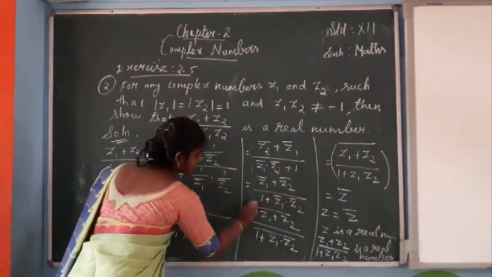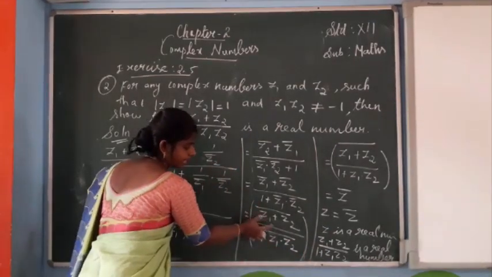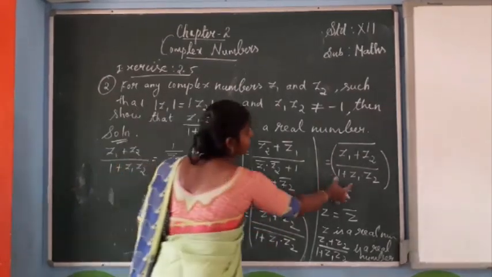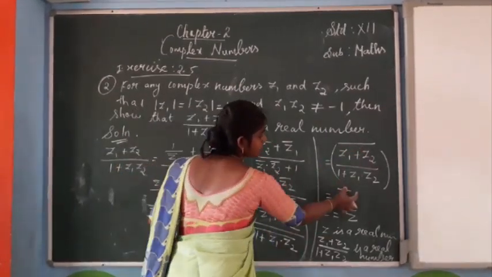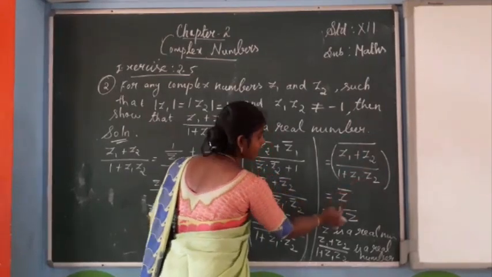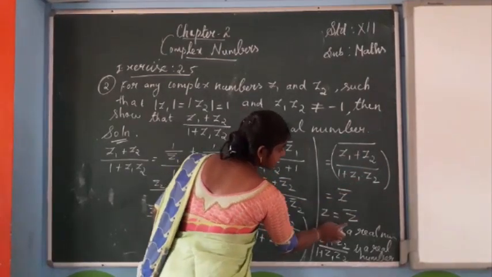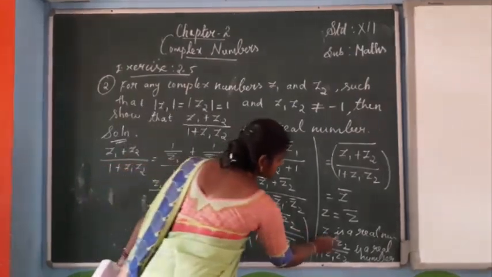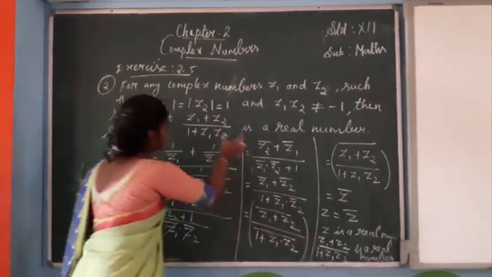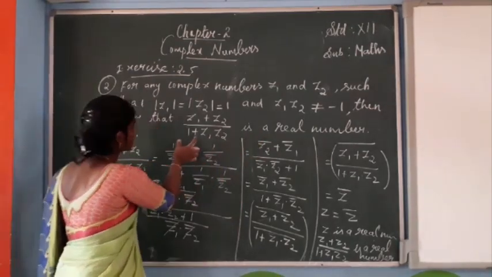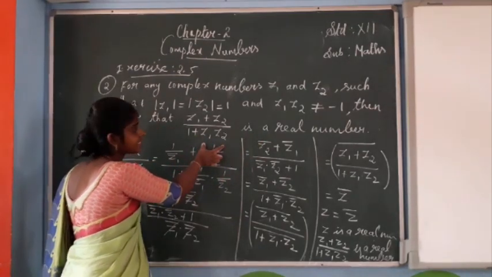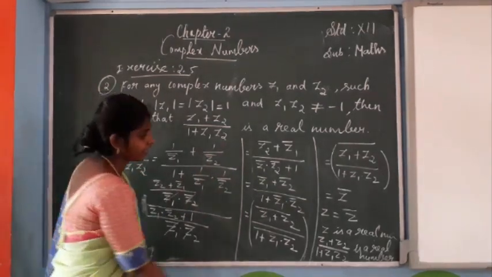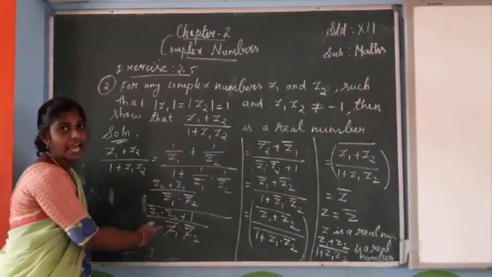So you can write this term, we have numerator and denominator separately, as a whole term. This value is Z value, so we can write Z bar. So Z equal to Z bar, we have the property I have given earlier. So Z is a real number. So this question is answered: show that (Z1 + Z2) divided by (1 + Z1 into Z2) is a real number. So this is the answer.